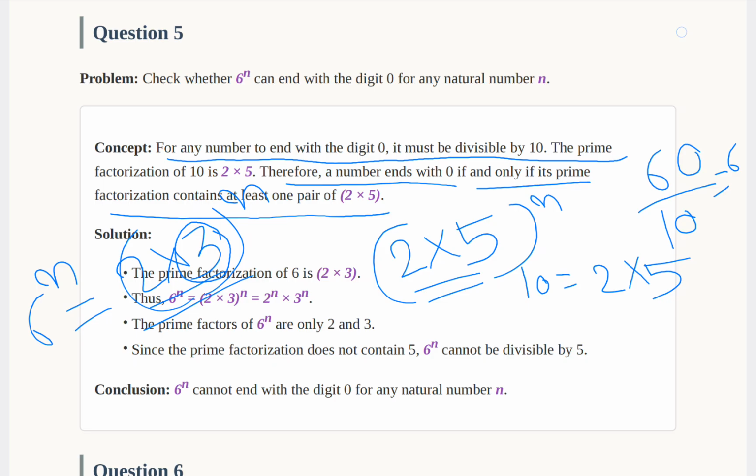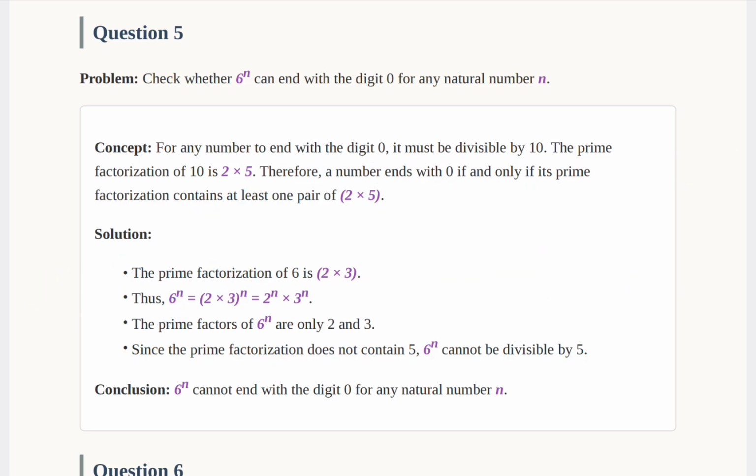Okay, so here you can see here the prime factorization of 10 is 2 into 5. Therefore a number ends with 0 if and only if its prime factorization contains at least one pair of 2 into 5. So its solution will be, it is a concept, you can write it and you can learn it, because you can get different questions like this in exam.